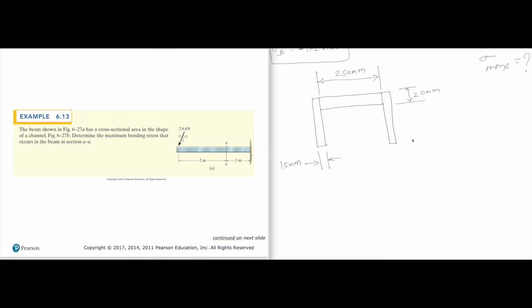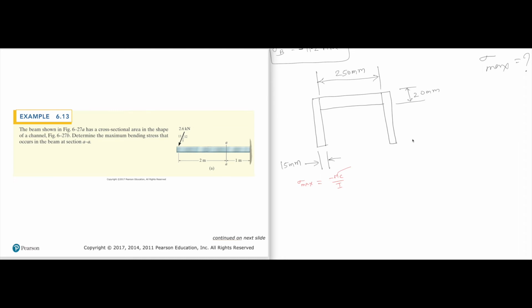No matter what, the sigma max formula will remain negative My over I, where this is not y, but c, where c is the maximum distance away from the neutral axis, and M is the maximum bending moment with respect to the neutral axis. First of all, we have to find where the neutral axis is, then we can go from there.